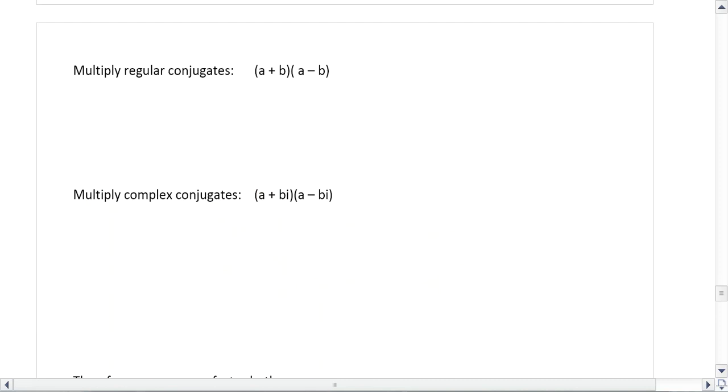So you need to know how to multiply both regular conjugates, which you've learned already, and complex conjugates. So let's just take a look at this. If you FOIL this, you already know that you'd have a squared, and you'd have a plus ab, and a minus ab, and then a minus b squared. So when you simplify this, it just becomes a squared minus b squared. And this we learned forward and backward when we were reviewing factoring, when we factored the difference of two perfect squares.